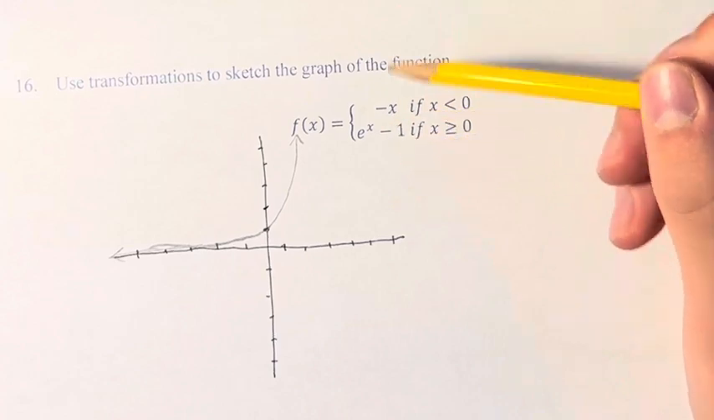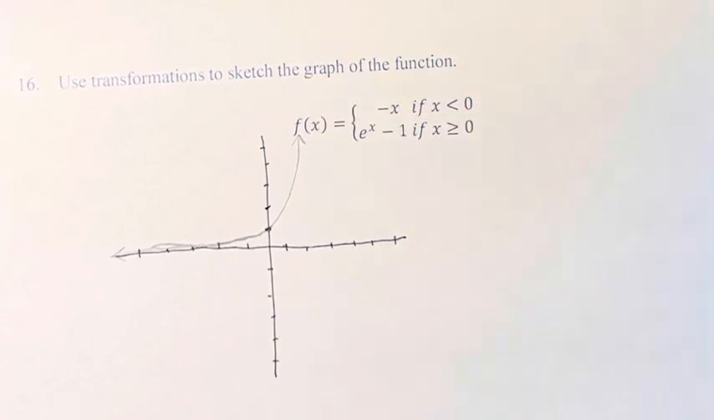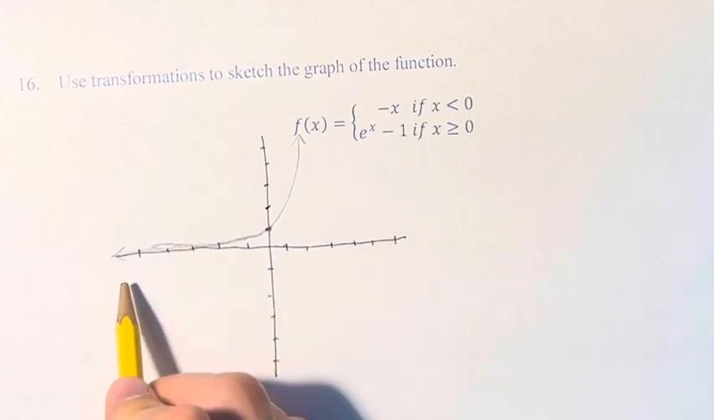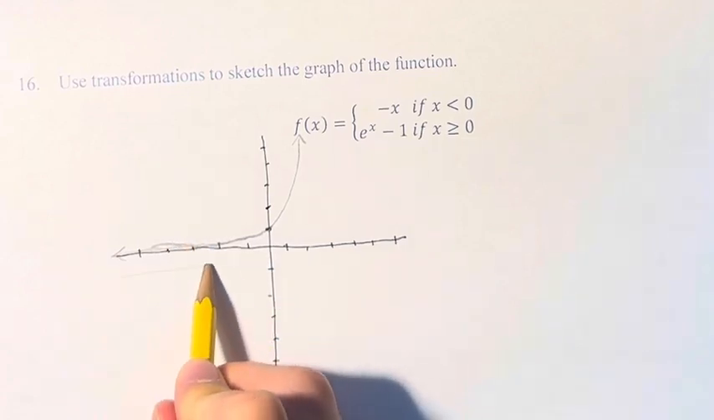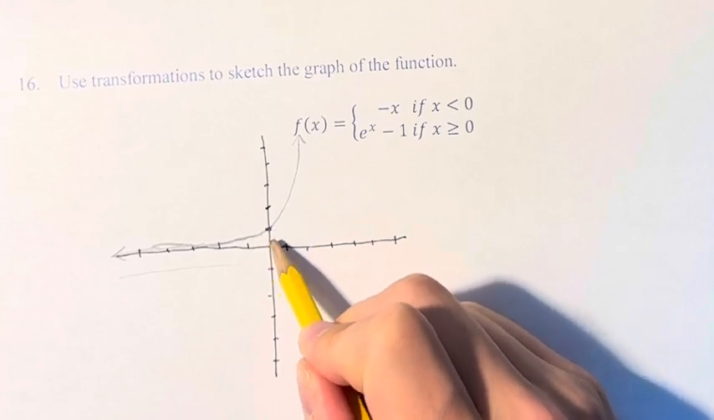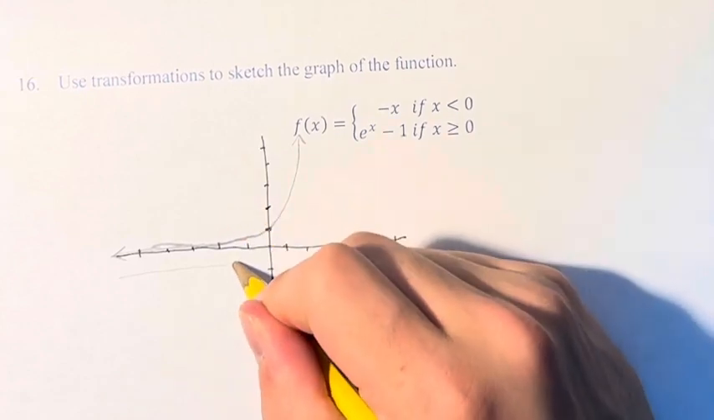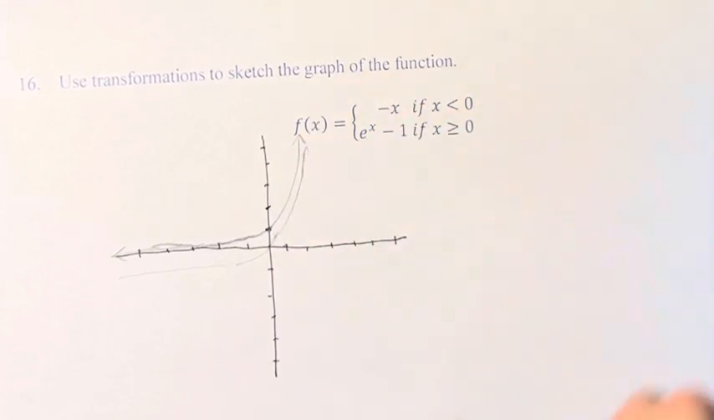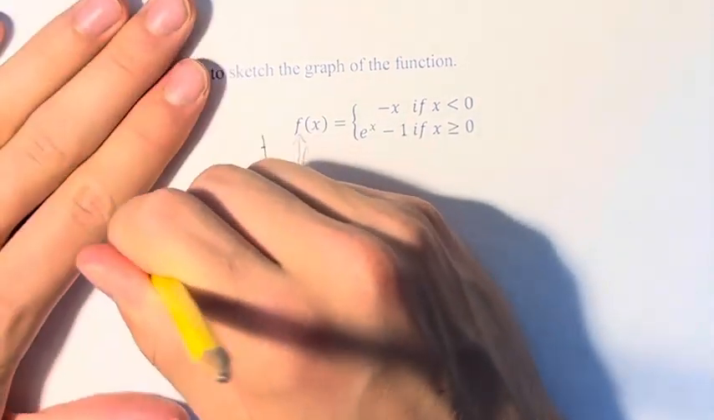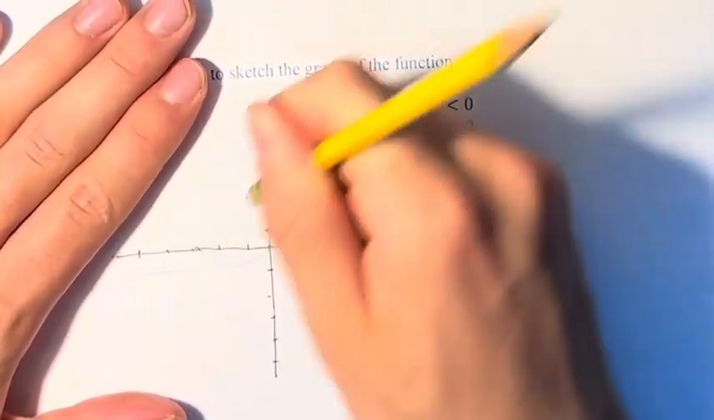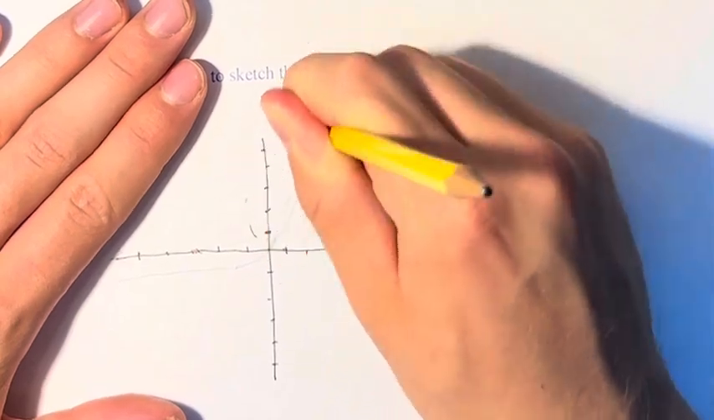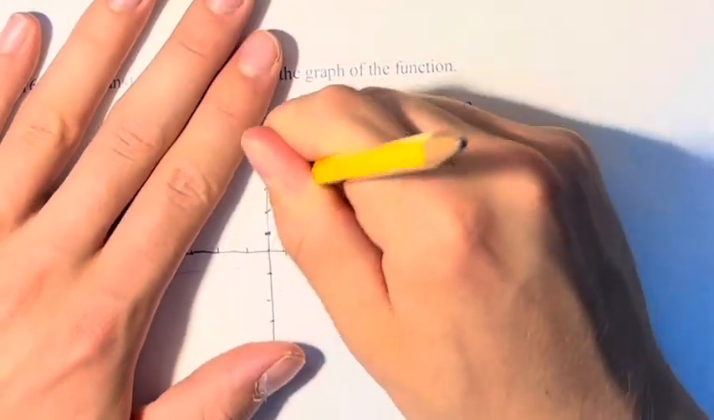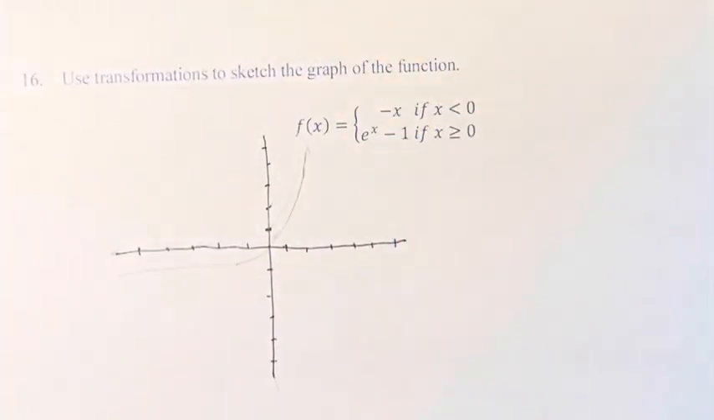Subtracting 1 from the function means we have to go down 1 unit. So instead of approaching 0, it approaches negative 1. And instead of going through the point 0, 1, we go through the point 0, 0. And then, of course, it still goes off to infinity. We can erase the intermediate function right here, and we're just left with our function e to the x minus 1.